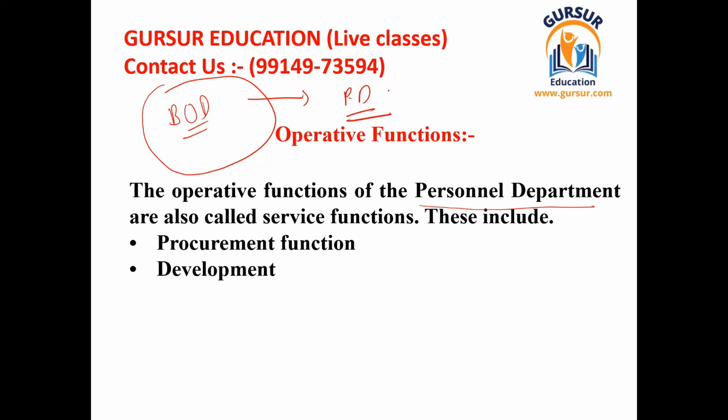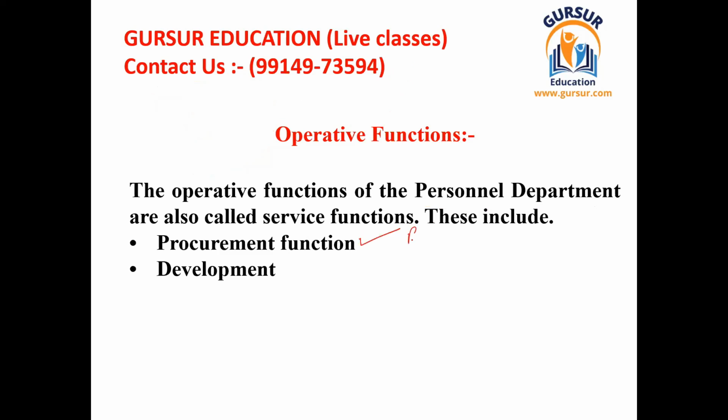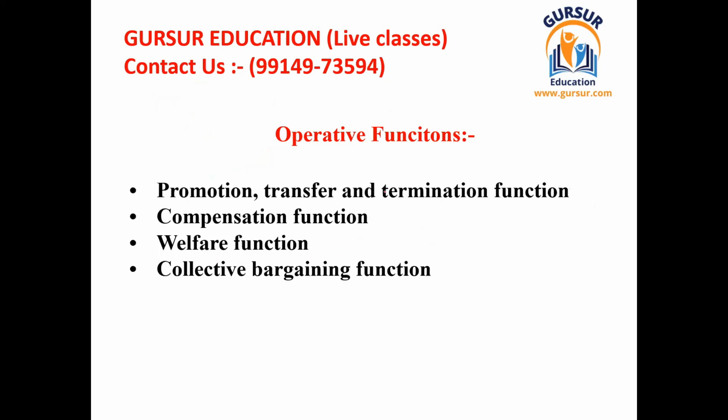And which are these functions? These are procurement functions, which involve recruitment and selection. Do not worry, because in coming days there will be a complete lecture on each individual operative function. Then development, meaning the training function: you have to train your human resources in a way that helps you achieve your organizational goals. Then promotion, transfer, and termination. You promote and transfer on the basis of the work performed, and you terminate them if they are not doing well.